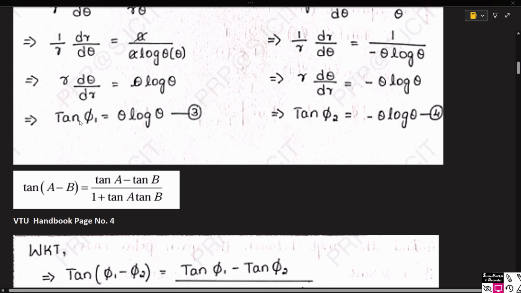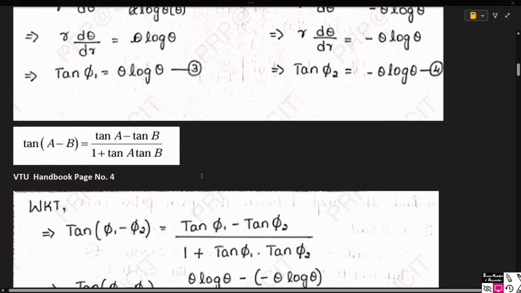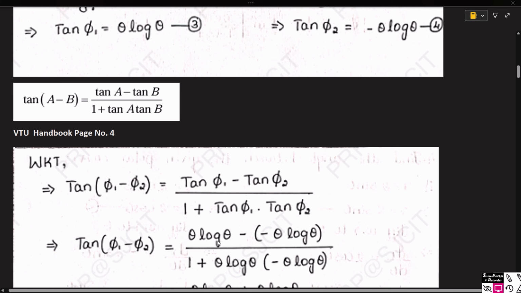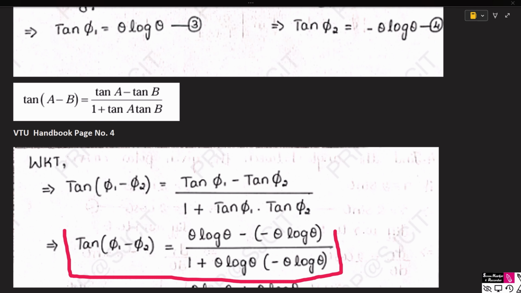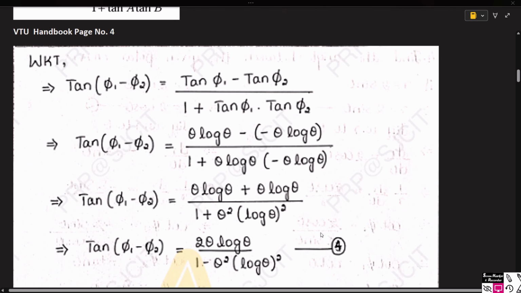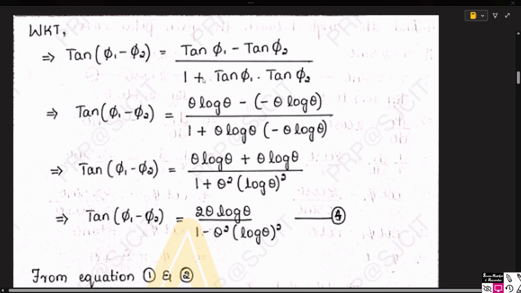Now plot the values. Tan phi 1 is here, theta log theta minus here tan phi 2 value, plot this value. On plotting all the equations, we get this value for tan phi. Further, there's nothing left in the question. Just simplification is left. Minus into minus is plus.